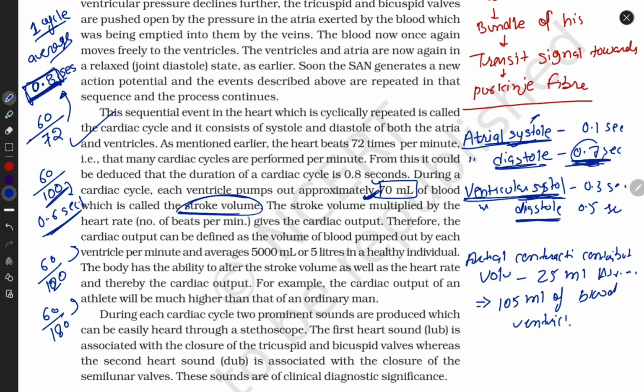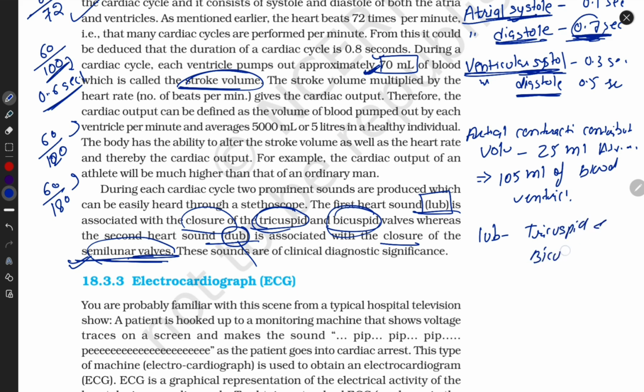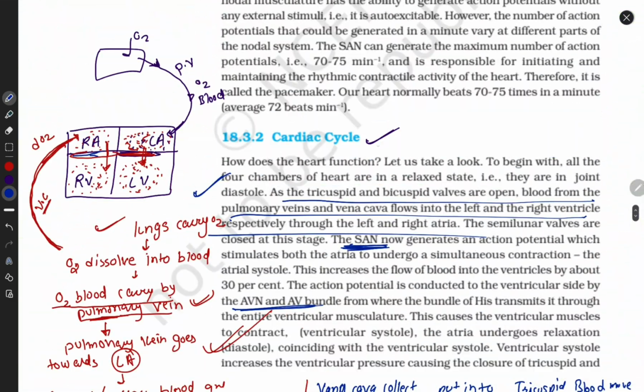This is atria. Okay, now what is the lub-dub sound? When our tricuspid and bicuspid valves close, then we hear the lub sound. And when our semilunar valves close, then we hear the dub sound. Means lub is when the tricuspid and bicuspid valves close, and dub is when our semilunar valves close. So this is all about our cardiac cycle.